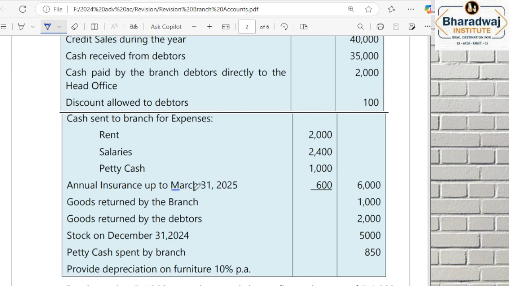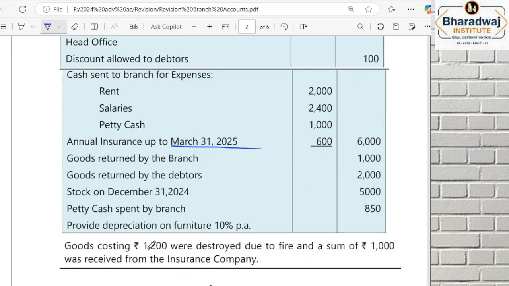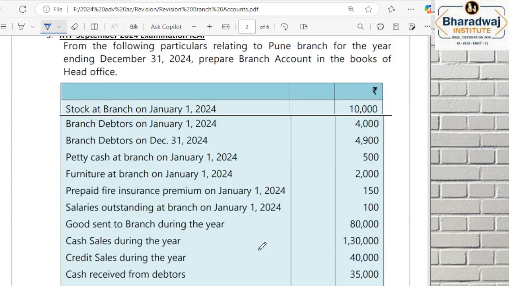Annual insurance paid up to 31st March 2025 is given. Goods returned by the branch is given. Goods returned by debtors are given. Closing stock, petty cash spent by the branch is given. Provide depreciation on furniture at the rate of 10%. Goods costing 1,200 was destroyed by fire and a sum of 1,000 was recovered from the insurance company. Will it be recorded in the branch account? Will it be recorded in the main branch account? No. I request you to read through the question once again, then we'll solve.